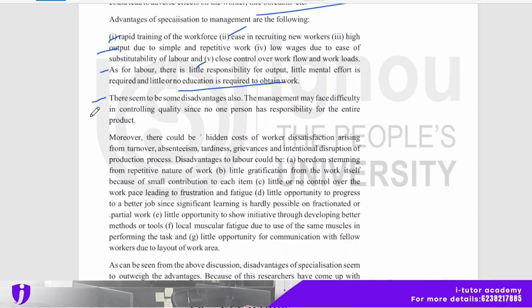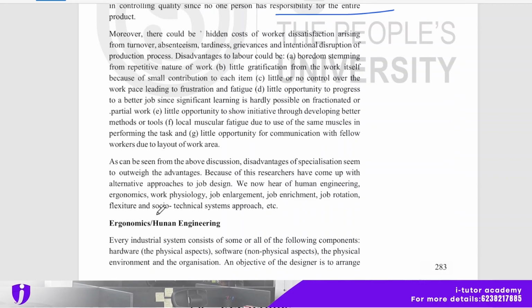The management may face difficulty in controlling quality, since no one person is responsible for the entire product. Moreover, there could be hidden costs of worker dissatisfaction arising from turnover, absenteeism, and grievances, and intentional disruption of the production process.